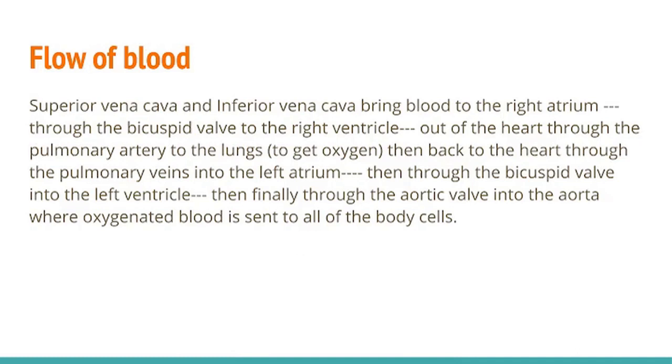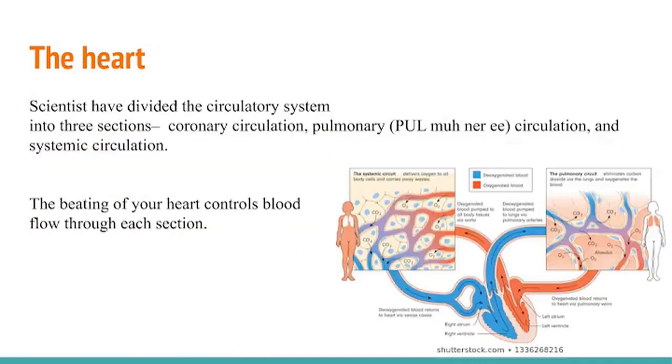Coronary circulation is blood flowing within the heart. Coronary means heart. Pulmonary means lungs, so this is circulation to the lungs for the blood to become oxygenated. Systemic circulation is circulation to all of the body cells. Systemic means body. The beating of your heart controls blood flow through each section.